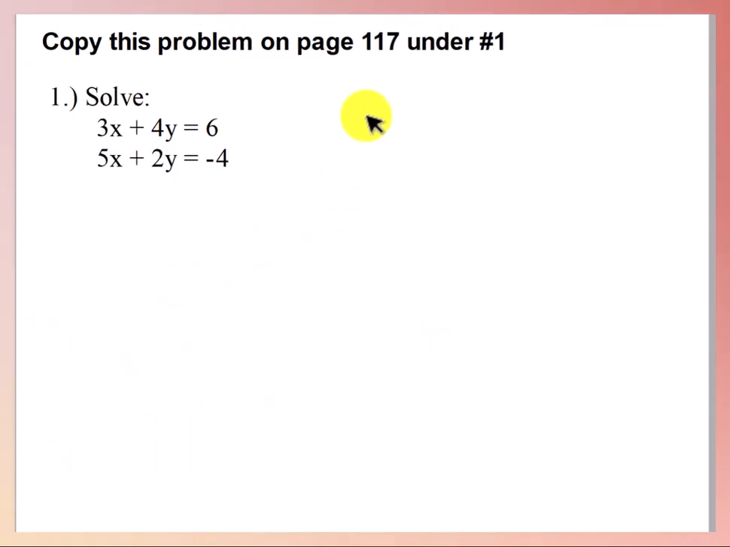Copy this problem on page 117 under number 1 and then solve it. On page 117, number 1 says, what were Elena's first two moves? What might be a possible reason? Just mark through that, and we're going to replace that question with this system, and I want you to take a few minutes to solve it.